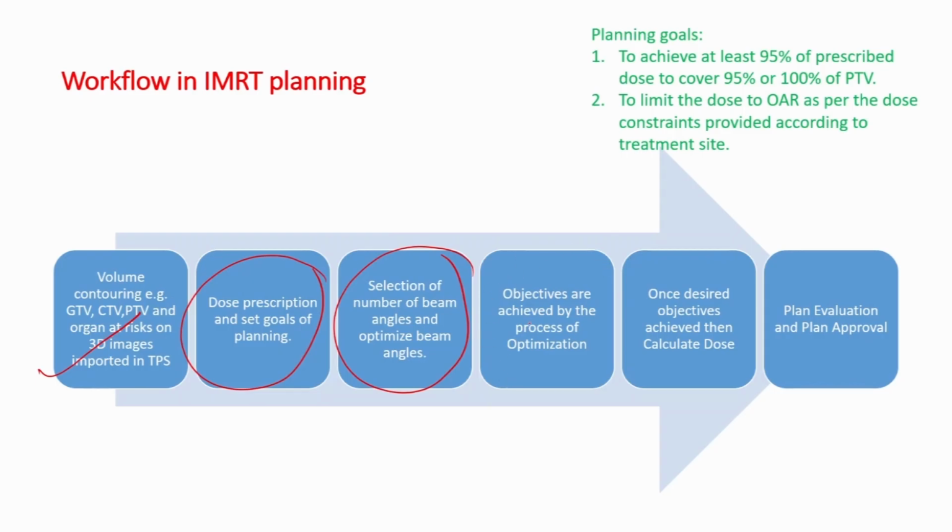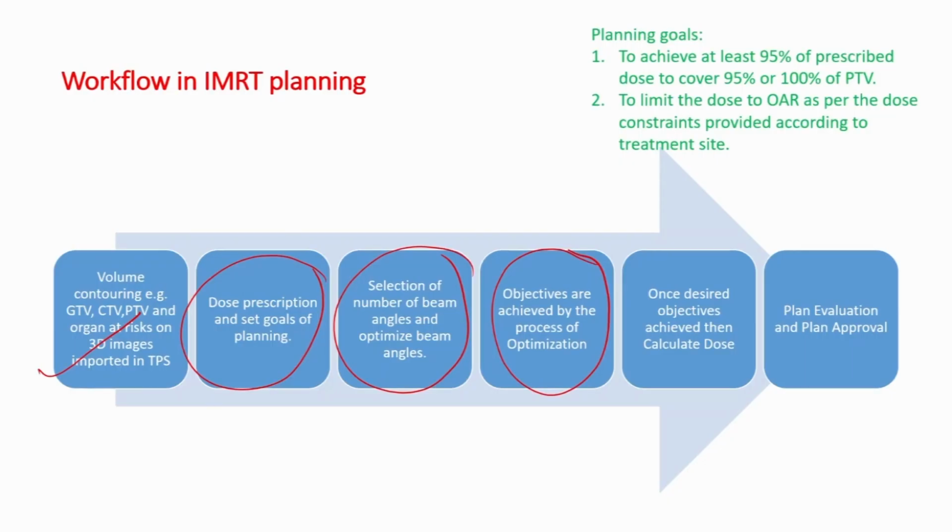Objectives are achieved by a process of optimization. This process differs from 3D CRT. The process of optimization is a computer controlled process, and it is totally based on the optimization algorithm. It is a dedicated program written for this process of optimization, which we will discuss in the next slides.